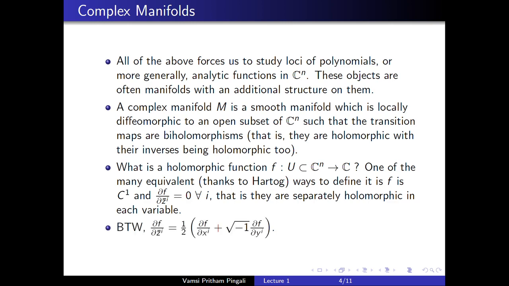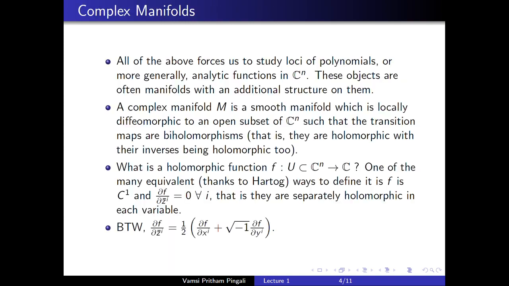By the way, the meaning of this notation, df dz bar, it's simply half of df dx plus square root of minus 1 df dy. And recall that even in one variable complex analysis, you can neatly express the Cauchy-Riemann equations as df dz bar equals 0. Yeah? Why is there a half? That's for a technical reason. Okay, I'll come to it in a moment.